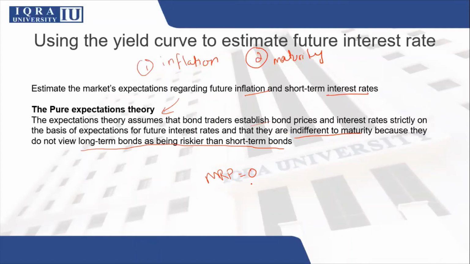If that is the case, then your long-term rates would simply be a weighted average of the current and expected future short-term interest rates, and you can derive out the value. So this is an assumption that this theory takes. And after assuming that the market risk premium is zero, you can work out what is going to be the future interest rate. Let's look at an example of how this is done.